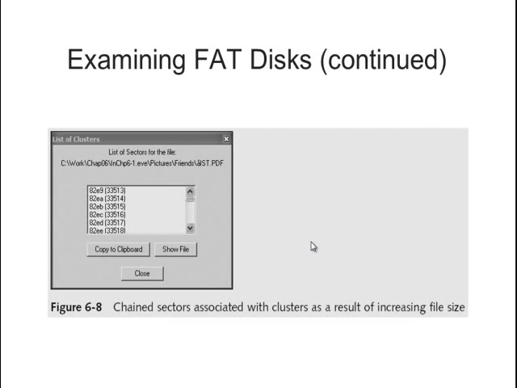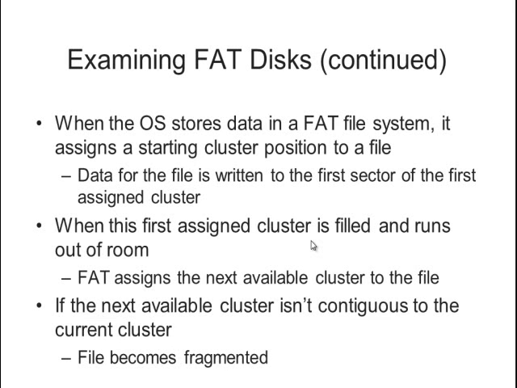When an operating system stores data in a FAT file system, it assigns a starting cluster position to the file. Data for the file is written to the first sector of the first assigned cluster. When this first assigned cluster is filled and runs out of room, FAT assigns the next available cluster to a file. If the next available cluster isn't contiguous to the current cluster, it becomes fragmented.